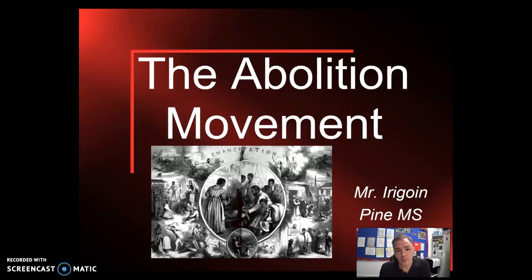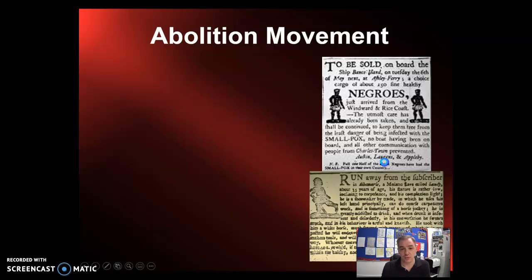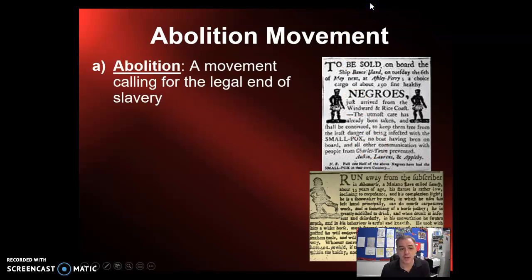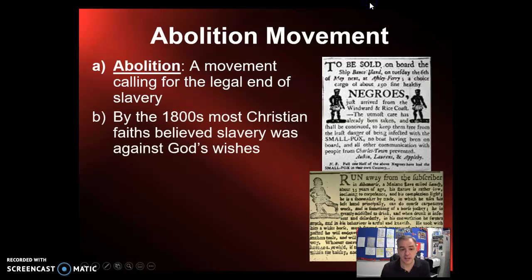To abolish something means to end something. Today we talk about abolishing the death penalty. Well, in the 1800s, it's abolishing slavery. And if you were in favor of getting rid of slavery, you were called an abolitionist. So just keep in mind, abolition is an end of slavery. And the abolition movement, as I previously said, really is about a legal end to slavery.